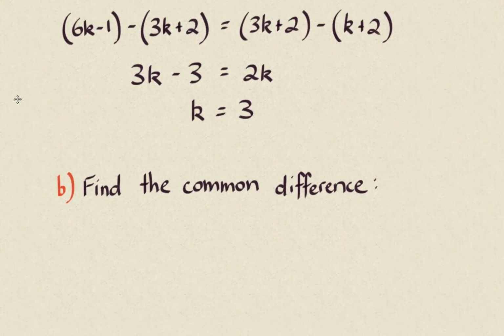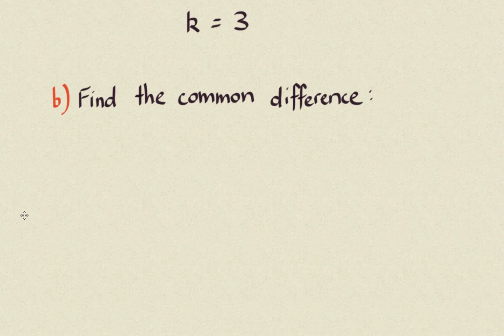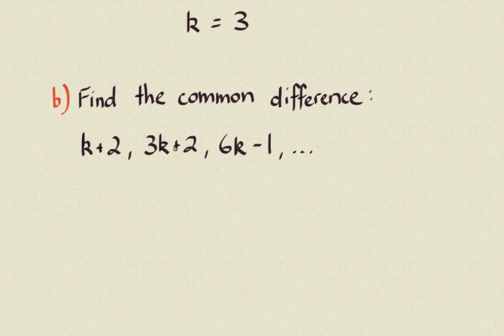We need to find the common difference. And so it would help here if we actually knew the value of term 1, term 2, and term 3. And we can work that out now because we know that k is equal to 3. So term 1, 3 plus 2, that's 5. Term 2, 3k plus 2, 3 lots of 3 is 9, plus 2 is 11. And the third term, 6 lots of 3, which is 18, minus 1, that's 17.